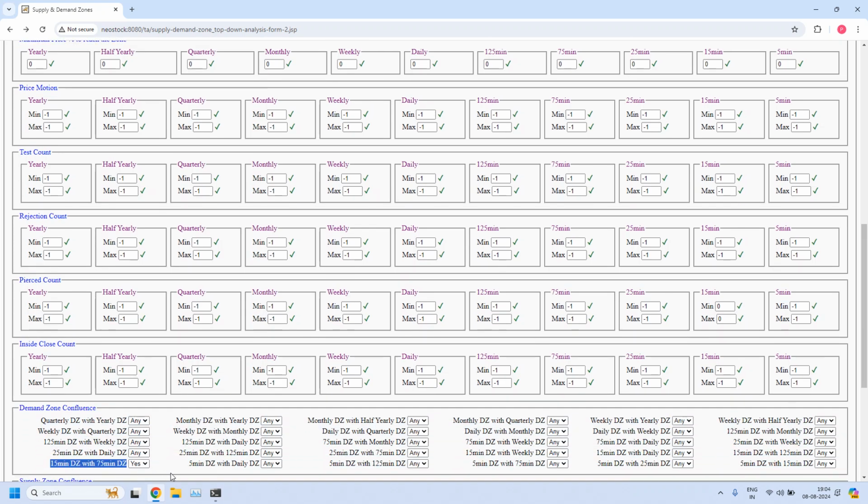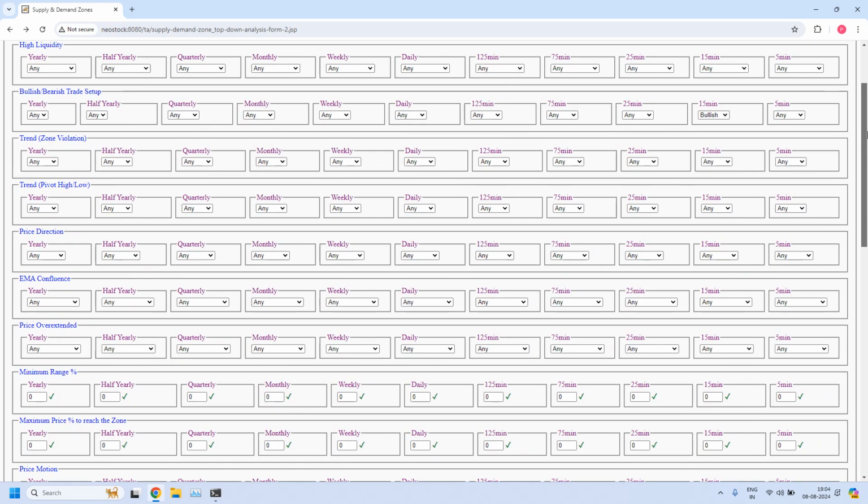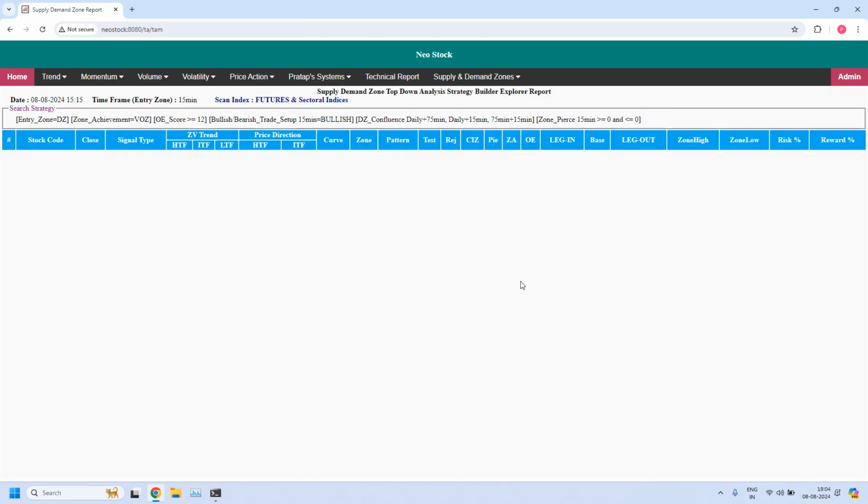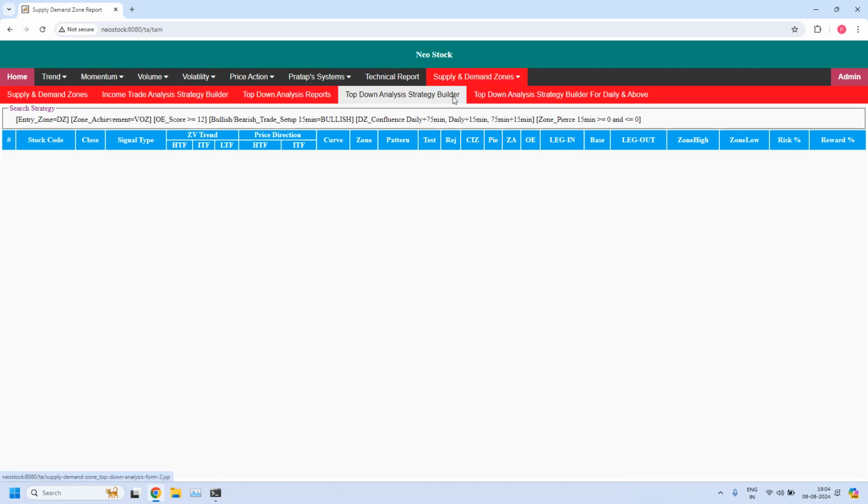I am enabling the 15 minutes demand zone with the daily demand zone confluence, and also the 75 with the daily demand zone confluence. All the 3 confluence, let us filter. None of these stocks. Previously, what we have seen, only ITF and LTF confluence is there. Fine. So this is about the bullish trade setup for daily income trade.